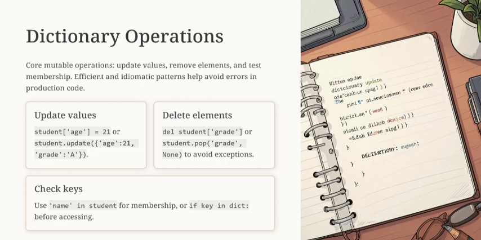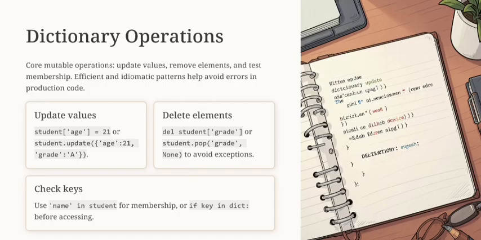Okay, so if you want to remove dictionary elements, there are different ways to remove data. Here we have the delete statement. For example, del student grade. This removes the key grade. And student pop removes the key and returns its value. To avoid errors, we can provide a default value. Here you can see student dot pop grade comma none to avoid exceptions.